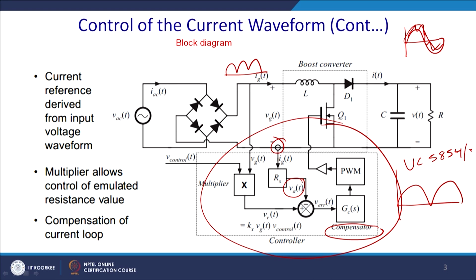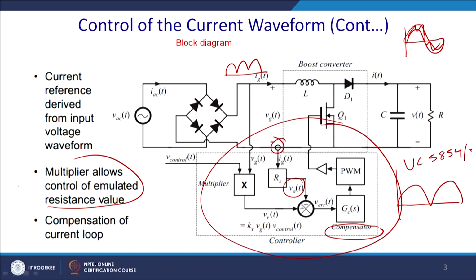So, what are the basic features of this PWM technique? The current reference is derived from the input voltage waveform. The multiplier allows the control to see the converter as a resistive load. So, actually it will make the voltage and current almost in the same phase, and compensation of the current loop is employed by this lead-lag compensator to have a faster response, low overshoot, all those desired features.